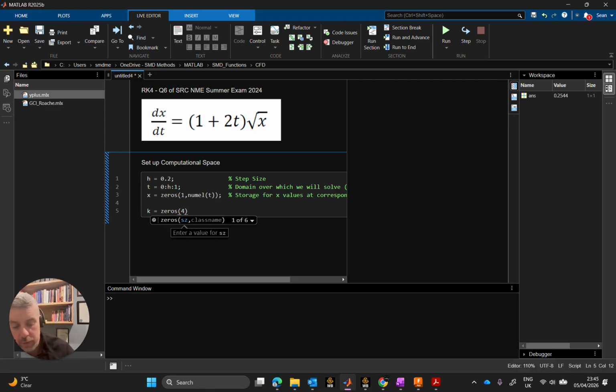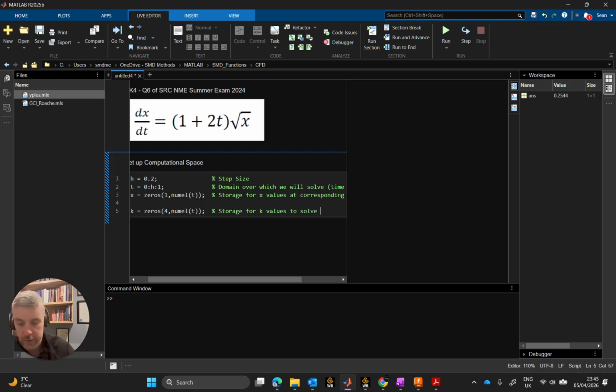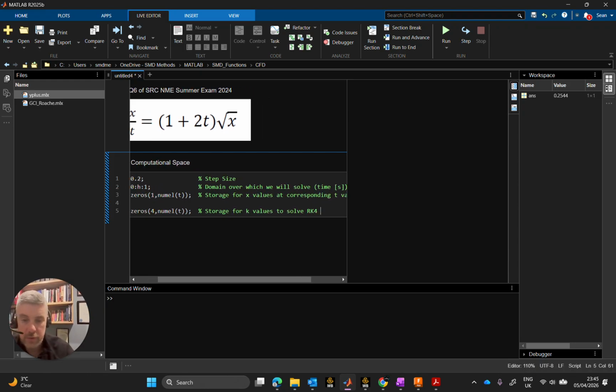Let's go for zeros, let's go for 4 rows, and again numel t. And what I'm going to say in this one here is that I'm going to have 4 rows. So first row is k1, second row is k2, third row is k3, fourth row is k4, and then the number of elements is t. So for every t value, we're going to have corresponding k's. So this is going to be same thing, storage for k values to solve RK4.